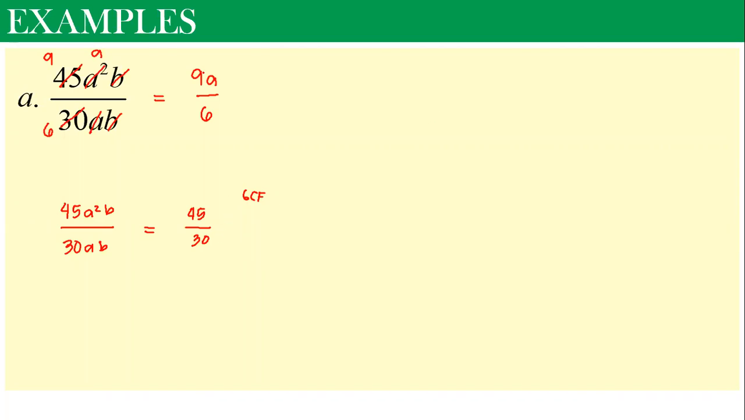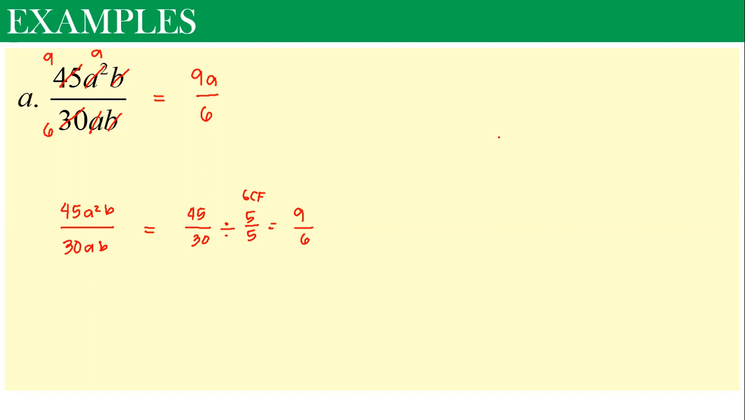So, if we have 5, tignan natin if this is the lowest term. Okay? Baka may ibababa pa. So, we have 45 divided by 5, that is 9. 30 divided by 5, that is 6. Do you think, class, the 9 and 6 is a prime numbers? Ibig sabihin, wala na po bang GCF si 9 and 6? Do you think? Baka may ibababa pa si 9 and 6.